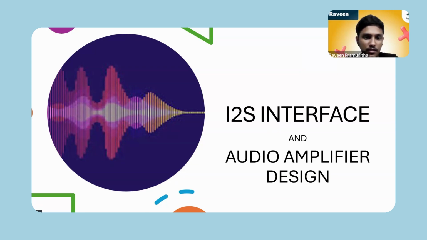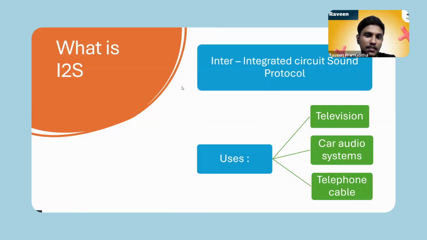Today I'm going to talk about the I2S interface and some basic, simple designs of a digital audio amplifier. I think you know the very well-known protocols in microcontrollers, like I2C, UART and SPI. This is the I2S protocol, a different protocol in microcontrollers. It is used for transmitting sounds, audio signals, to microcontrollers. I2S means Integrated Interchip Sound protocol.